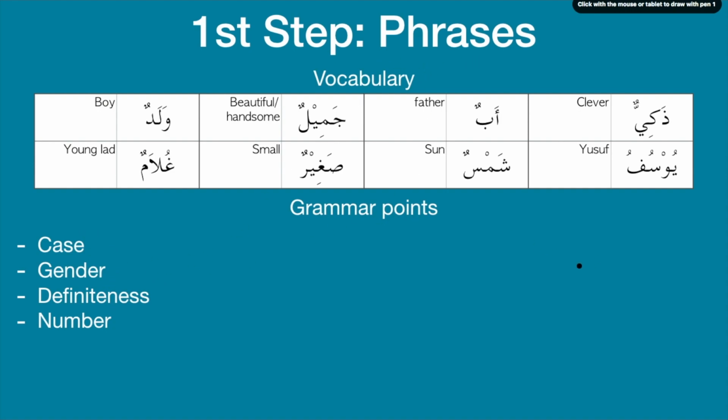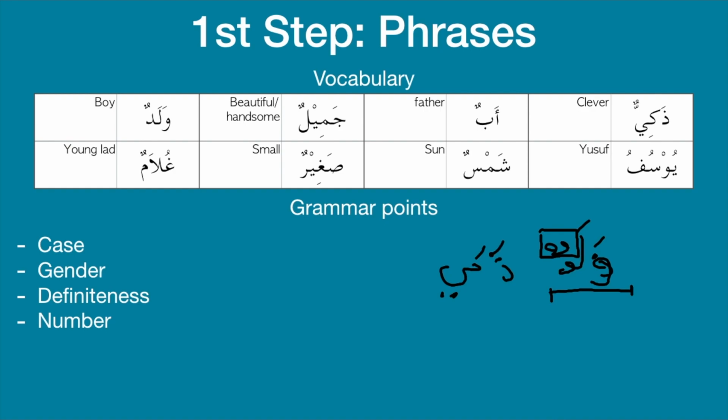So if we have a word like waladun, when we describe it with an adjective, when we make it a phrase, that word needs to agree in case. The word needs to have the same ending. If we had a boy, ذكي, the two need to agree in case. They both need to have the same vowel on the end.